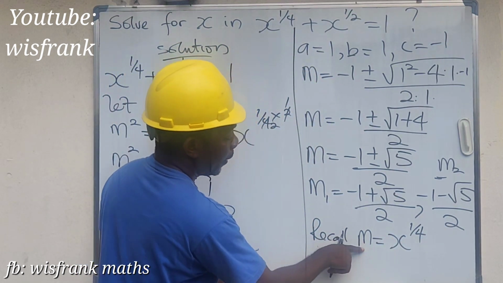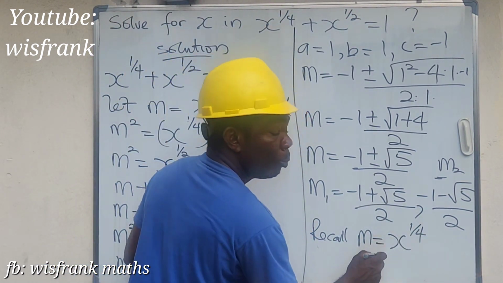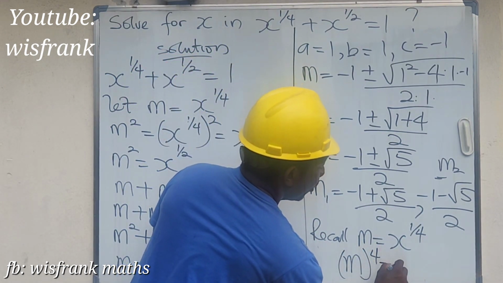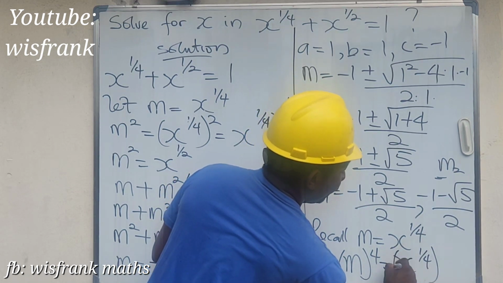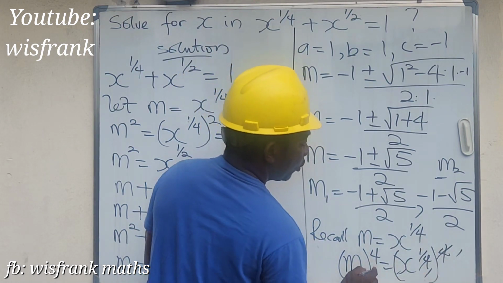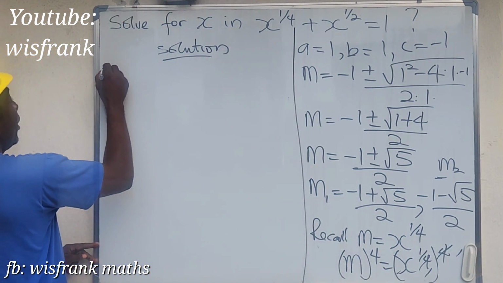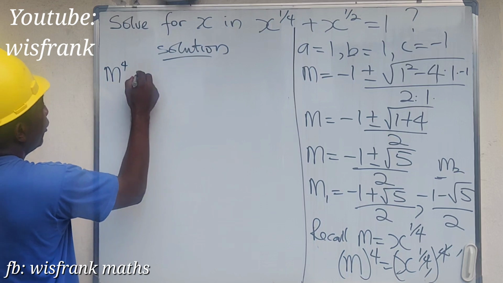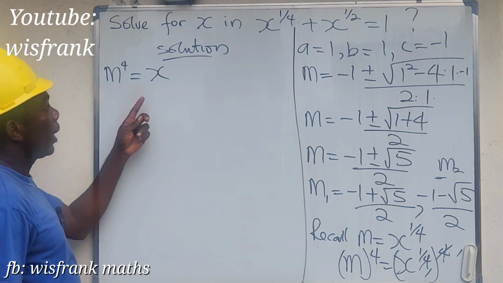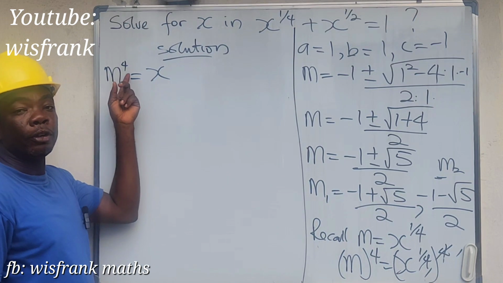So in that case, for us to make x the subject of this expression, we are going to multiply by the power of 4. So it's going to be m raised to the power of 4 equals x raised to the power of 1 over 4, times 4. So in this case, 4 will cancel here and 4 will cancel here. So now we are left with m raised to the power of 4 equals x, because we are looking for the value of x. X here is m raised to the power of 4.